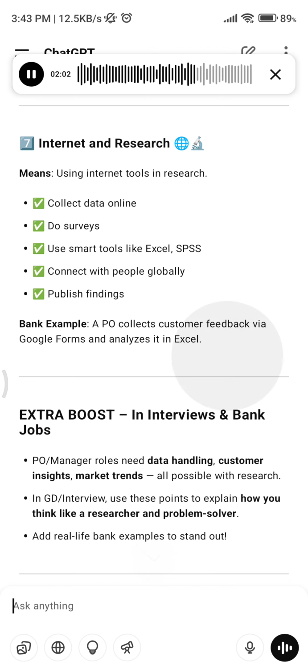7. Internet and research. Means, using internet tools in research. Collect data online. Do surveys. Use smart tools like Excel, SPSS. Connect with people globally. Publish findings. Bank example: a PO collects customer feedback via Google Forms and analyzes it in Excel.